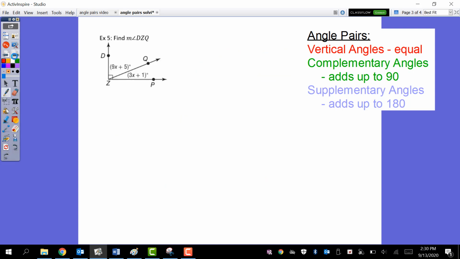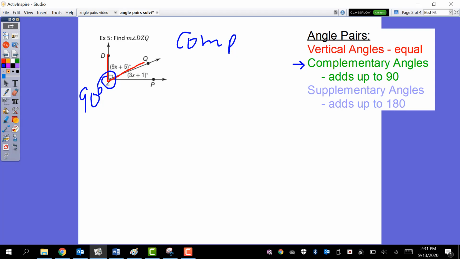Let's see another example. Number 5. Find the measure of angle DZQ. So DZQ is that one right there. So that's going to be the 9x plus 5. So again, I am going to have to solve for x. First I've got to figure out what kind of angles these are. Well, a big clue: I look in the corner, I see the box. I know the box means 90 degrees. So that should take me right away to, oh, they're complementary.